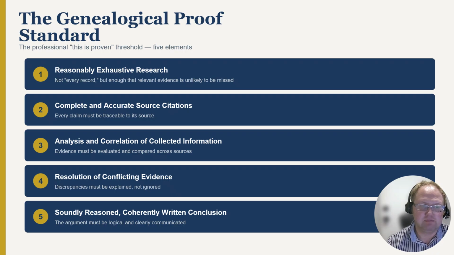Second, complete and accurate source citations. This is something that can get any genealogist into an argument. What is a proper citation? I'm not going to bore you to tears with that. There's whole lectures that have been given on that subject, and people disagree. But the bottom line is every claim must be traceable to its source.